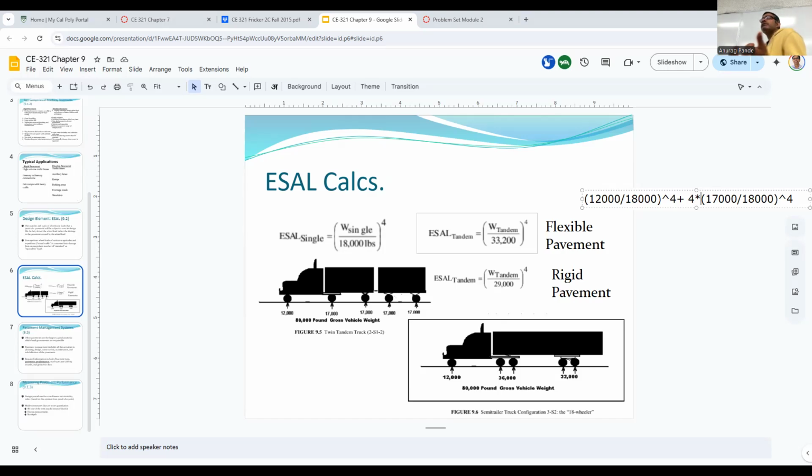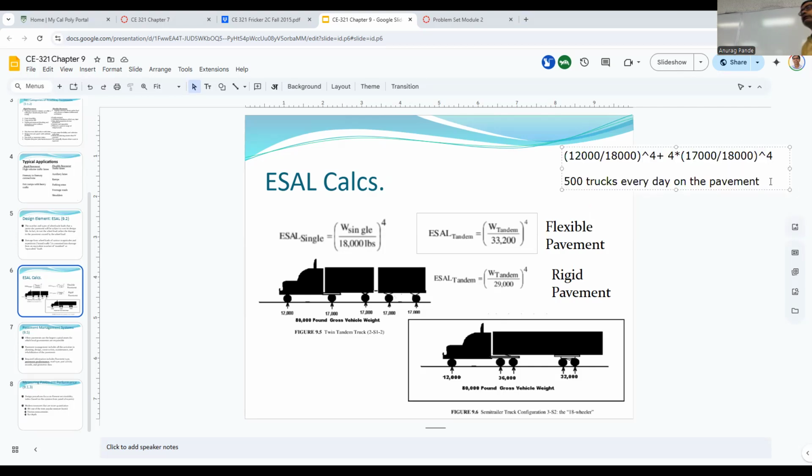Now, in the problems that you will see, maybe in the test or homework, I might say that there are 500 trucks like this that travel on this roadway every day. If that is the case, how much is the annual ESAL that will get applied on that pavement? The annual value of equivalent single axle load would be 500 times 365 times the ESAL value that you just calculated.